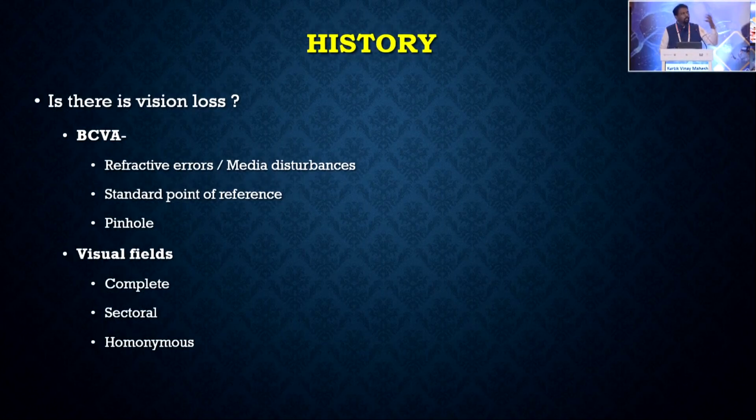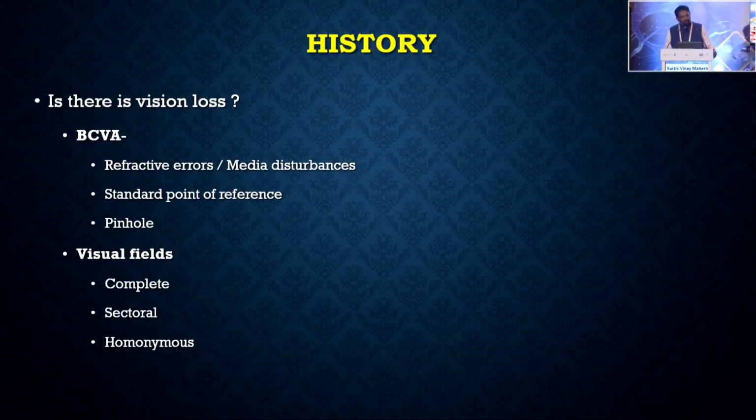For that, we ask you to do something called a best corrected visual acuity. Best corrected visual acuity actually gets rid of your refractive errors and media disturbances, and it forms a standard point of reference for your baseline investigations and your follow-up also. If you don't have a best corrected visual acuity or an ophthalmologist, you can always do a pinhole.